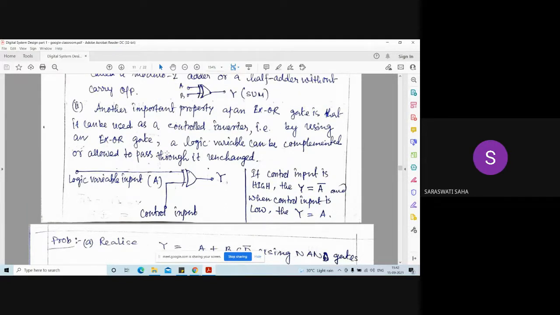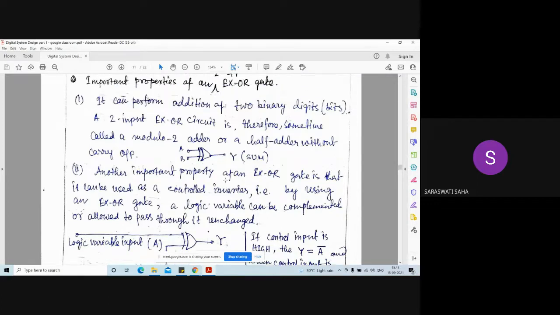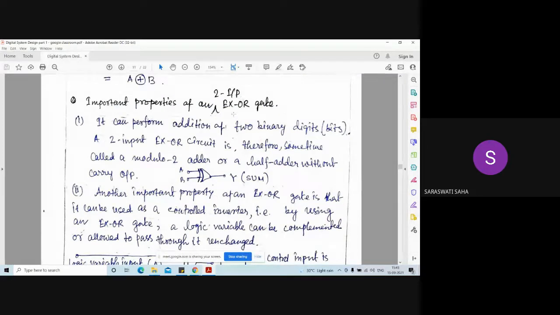That's why it is exclusive OR gate. It can add the binary bits. It can subtract the binary bits. It can compare the binary bits. It can get the complement output. It can generate the same output. That's why this is very, very important, which is known as XOR gate. So now up to this.